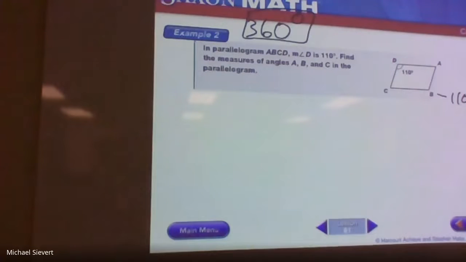Taylor? How many degrees is A? Yeah, that's what we're looking for. But we gotta figure out what angle it is. Yep. Gotta find A and C. That's all you know so far.